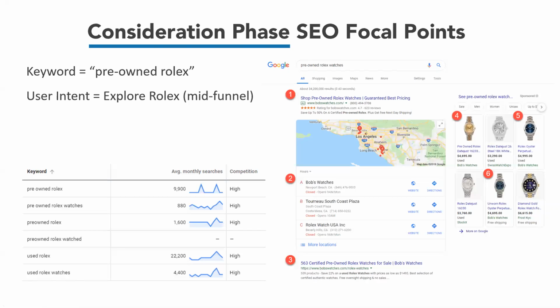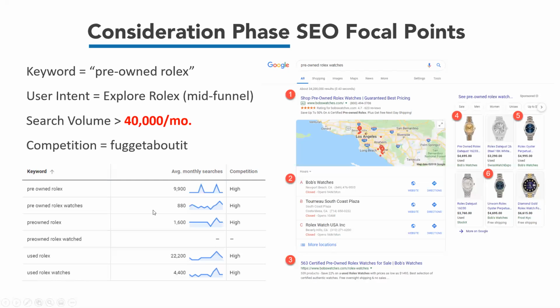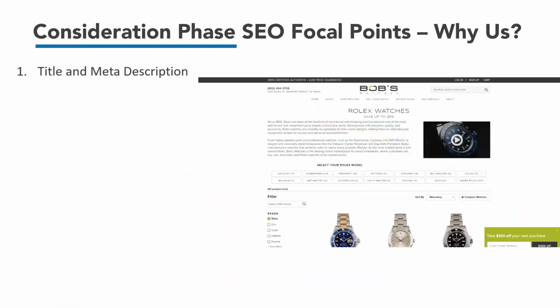In this case, their intent is kind of mid-funnel. They don't know which watch they want. There's a really high search volume, and the competition is super high, so forget about it. What do they do with that page? Title and meta description, again, as before.